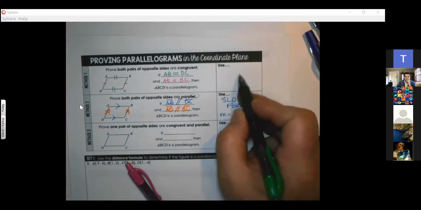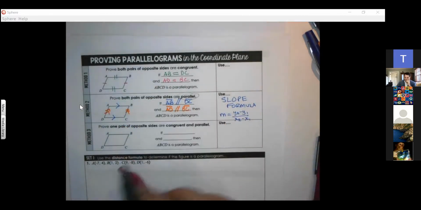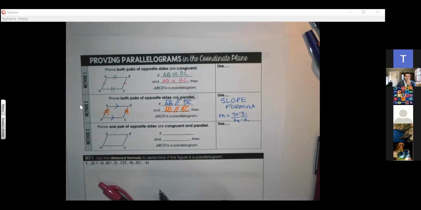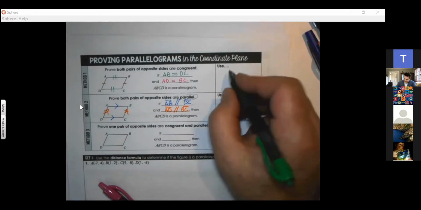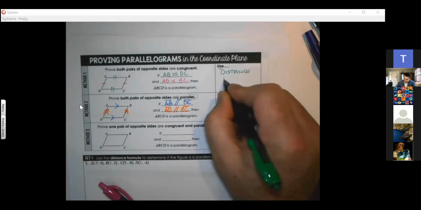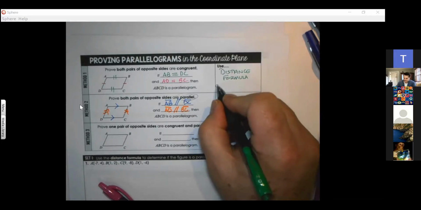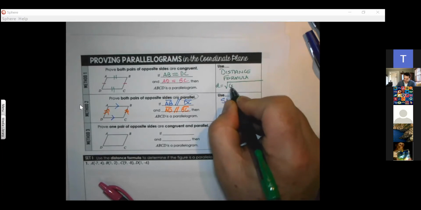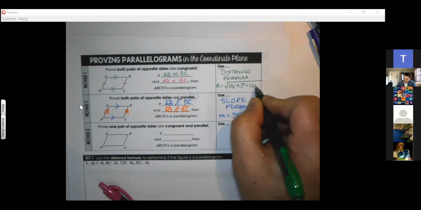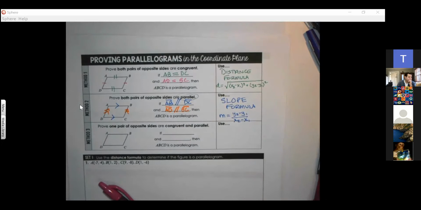And what tool will I use to establish that these lengths are the same when I'm given just points? Distance formula? That's it. Distance formula does that for us, which is D is equal to the square root of X2 minus X1 squared plus Y2 minus Y1 squared. Okay, and then the last one.